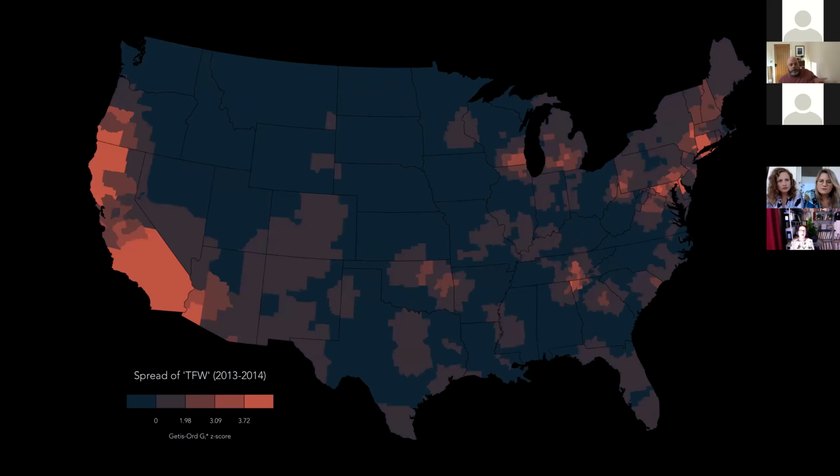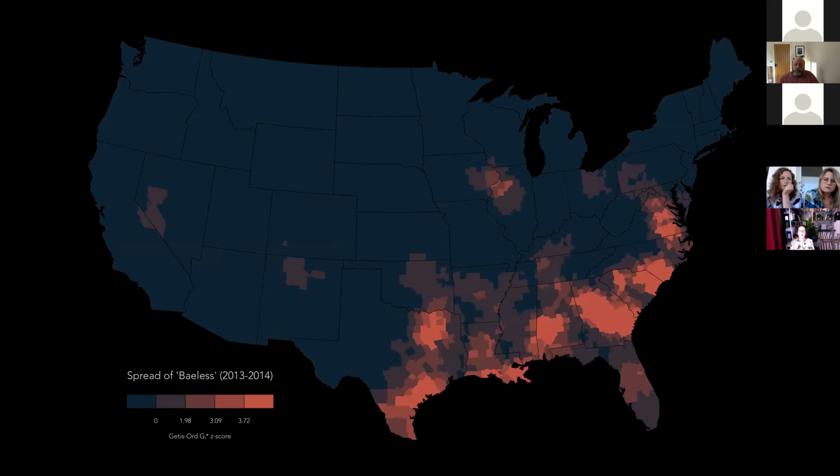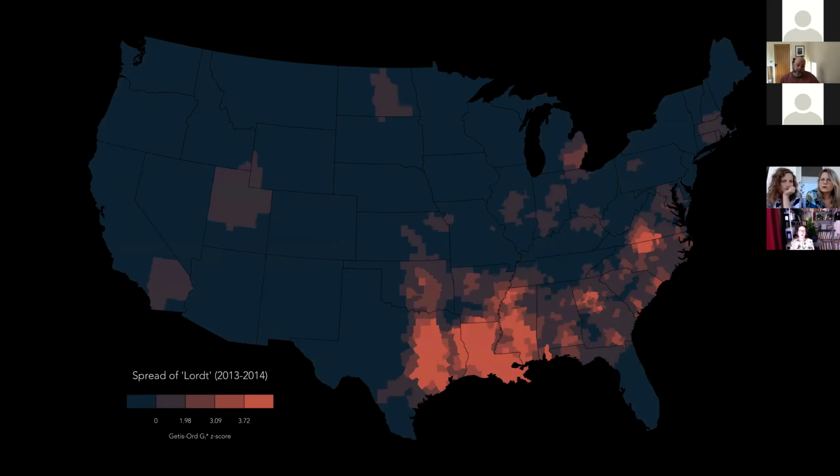So you can see it's really concentrated on the West Coast, especially in California, with secondary clusters, especially up here in the Northeast, actually outside of New York City. Here's a few more. So this is not looking at the whole series, but just at the final aggregated map. So here's Famo in the South. Here's Bayless across the South. Here's Lort across the South again, but now more concentrated on the Gulf Coast around Louisiana. There's New Orleans right there.